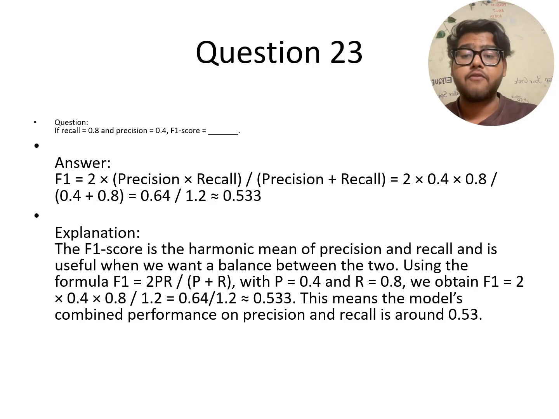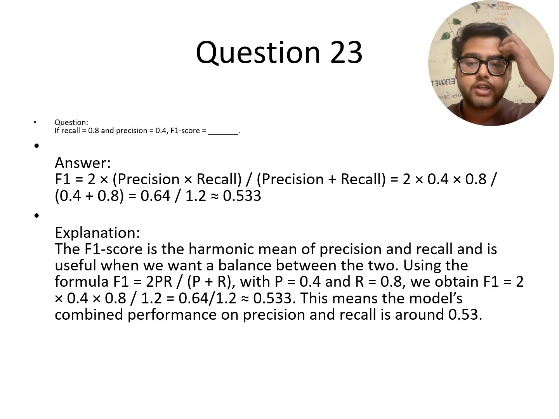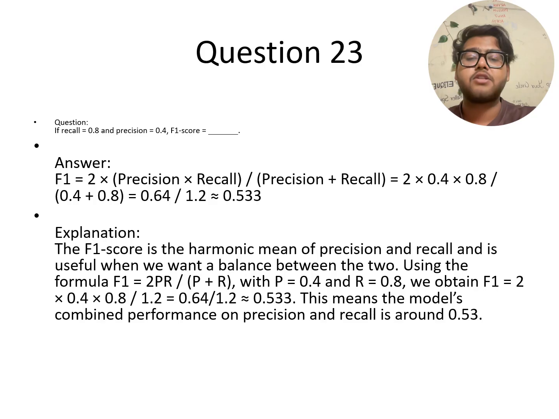Next question: if recall is equal to 0.8 and precision is equal to 0.4, what will be the F1 score? The formula for F1 score is equal to 2 into precision into recall upon precision plus recall. After calculating these values, we will get the answer 0.533. The F1 score is the harmonic mean of precision and recall and is useful when we want to balance between the two.